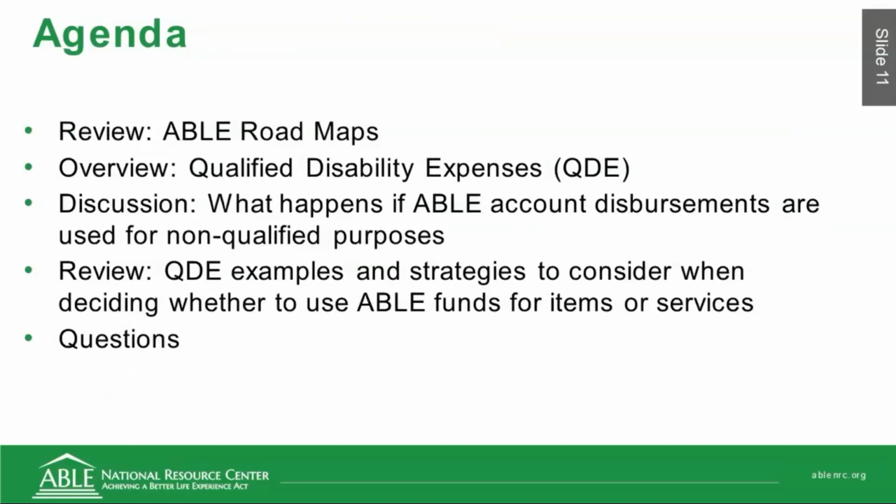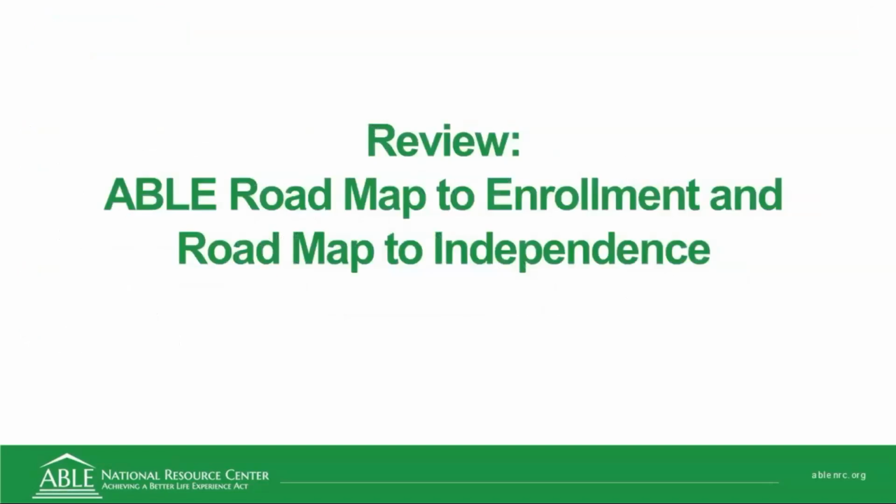So what are we going to be covering today? Our agenda is I'm going to be providing a review of our ABLE roadmaps. Then we will be diving into an overview of qualified disability expenses and having a discussion around what happens if ABLE account disbursements are used for non-qualified purposes, and then doing a review of qualified disability expense examples and strategies to consider when deciding whether to use ABLE funds for items or services. And then we'll get into our questions at that point. So as you have questions, be submitting them. You've got quite the wealth of resources here available to respond to some of those things.